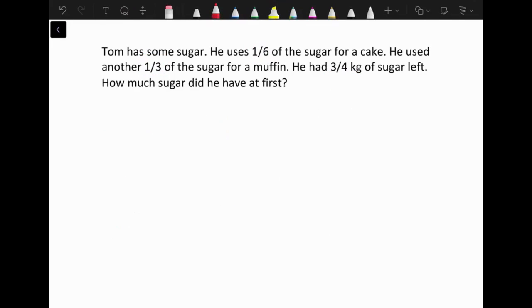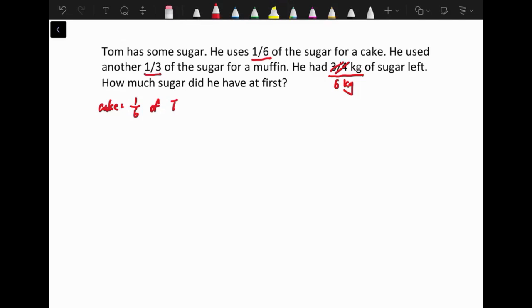Using the replacement method, replace all the fractions that have units with numbers. Let's replace 3/4 kg with 6 kg. Read the question again with the new number. Tom has some sugar. He uses 1/6 of the sugar for a cake. He used another 1/3 of the sugar for a muffin. He had 6 kg of sugar left. How much sugar did he have at first?